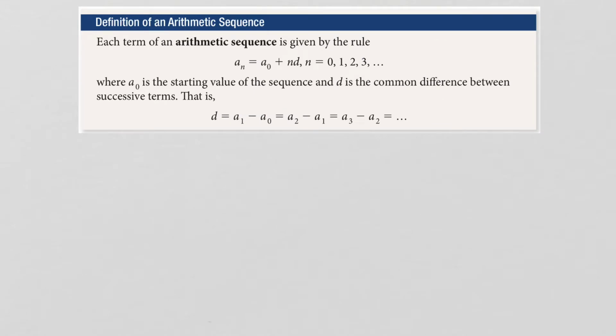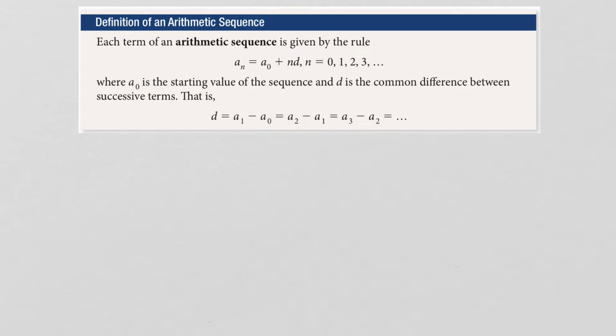Now let's take a look at special types of sequences. The first special sequence is the arithmetic sequence. The definition of an arithmetic sequence says that each term of an arithmetic sequence is given by the rule a sub n equals a sub 0 plus n times d, where n equals 0, 1, 2, 3, etc. So a sub 0 is what we would call the starting value, and d is the common difference between the successive terms.